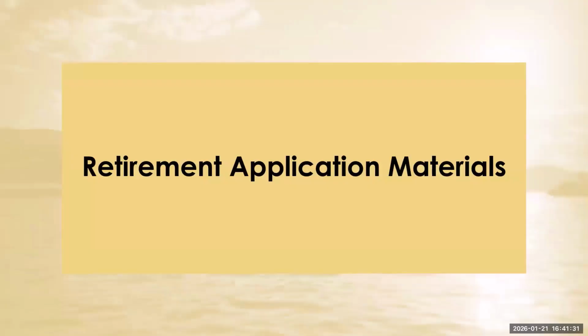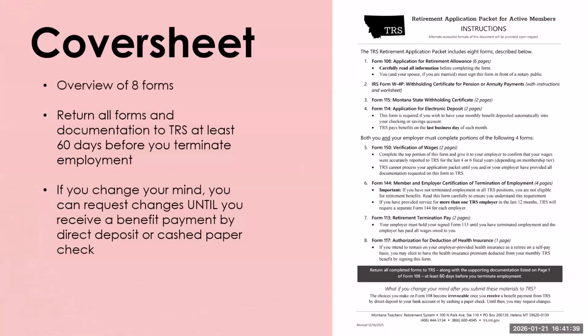Okay, so the next thing I'm going to hit is walking through the packet. But I think I've got a cover sheet next here. Okay, so hopefully your packet had the pink sheet on top. And this is just a cover sheet that gives you the overview of 8 forms. You have to return all forms and documentation to TRS at least 60 days prior to your termination of employment.